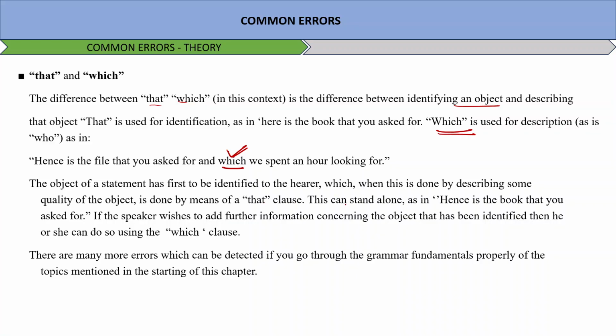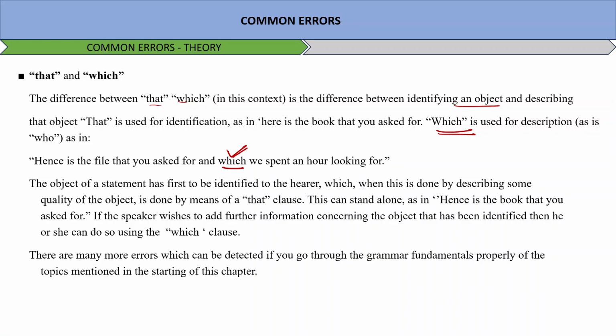This can stand alone, as in here is the book that you asked for. If the speaker wishes to add further information concerning the object that has been identified, then he or she can do so using the which clause. There are many more errors which can be detected if you go through the grammar fundamentals properly of the topics mentioned in the starting of this chapter, okay?